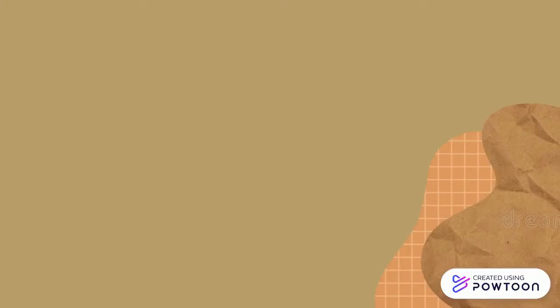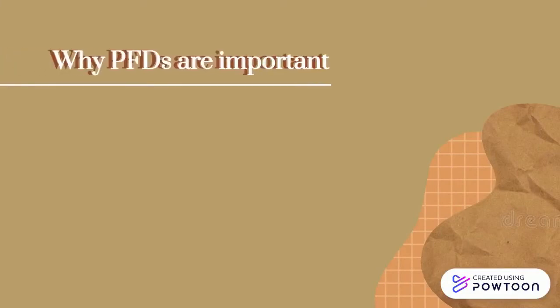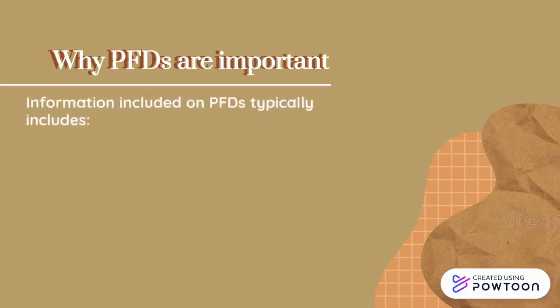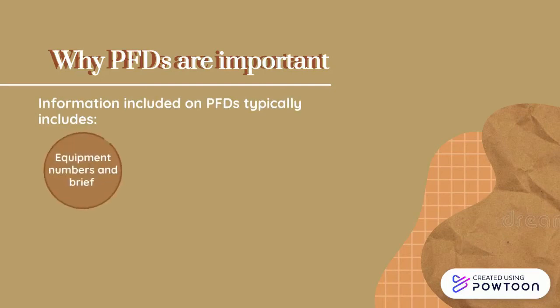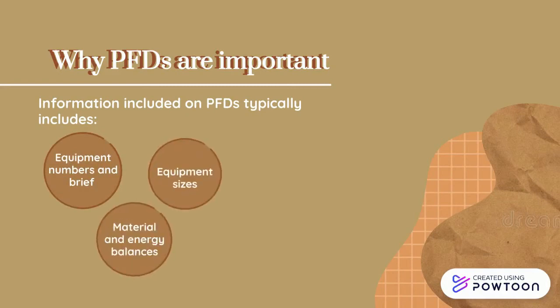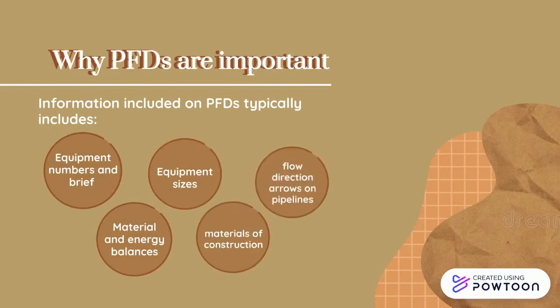Next, I will tell you why process flow diagrams are important. Information included on a process flow diagram typically includes equipment number and brief description of a few words, material and energy balance, equipment size, often rough or preliminary, material of construction, flow direction arrows on pipelines, and simplified primary process control loops.